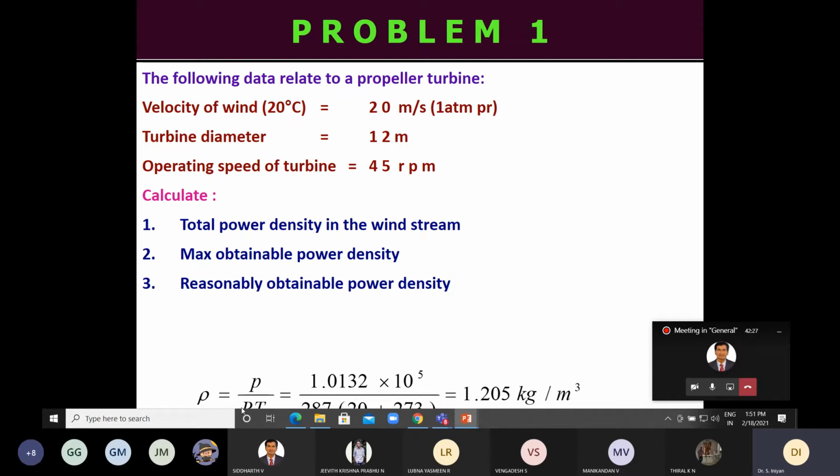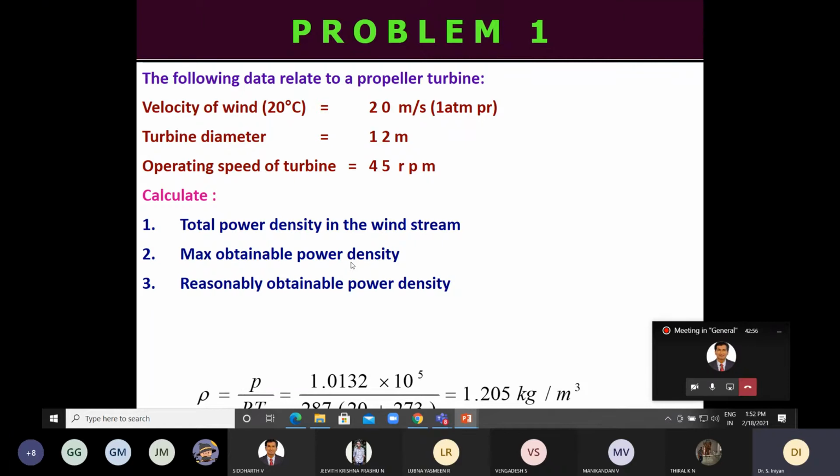So rho is equal to P by RT. Here P is nothing but your atmospheric pressure. So substitute the pressure value, and R, which is nothing but a constant 287, and the temperature they have given as 20 degrees. So 20 plus 273, converted into Kelvin. So the density comes to 1.205 kilogram per meter cube.